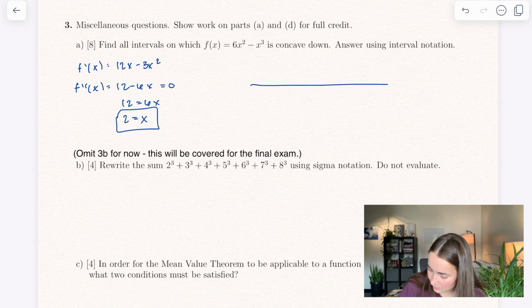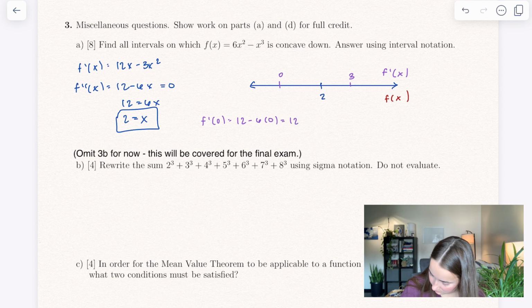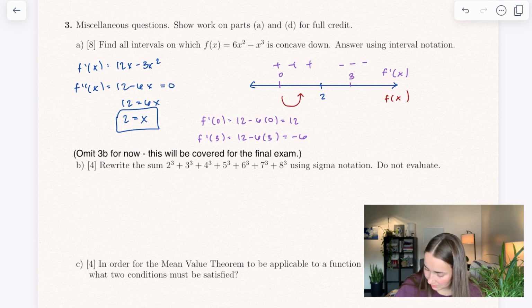So I'm going to go ahead and do a sign chart because those are my favorite. I'm going to plug in our critical value, and what we're going to do is test points from each interval. So let's go ahead and try 0 and 3. So I'll go ahead and plug in those two values. So when I plugged in 0, I got a positive 12, and when I plugged in 3, I got negative 6. So that tells me my function is concave up on this first interval and concave down on the second one. And so our question wanted us to answer which intervals it's concave down. So that would be from 2 to infinity, and I'll go ahead and box it.